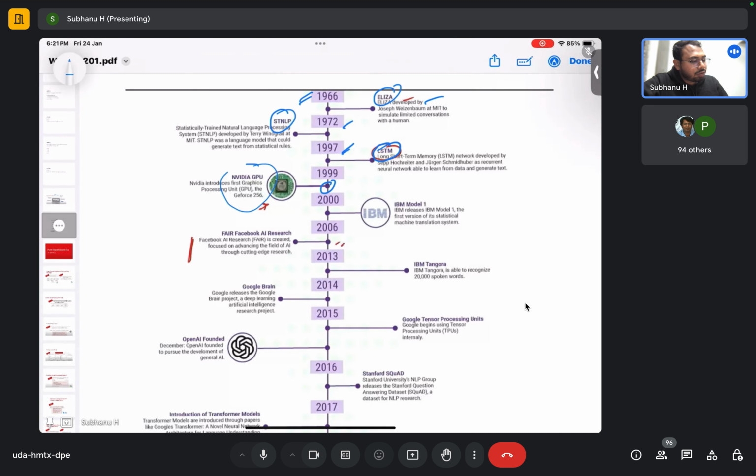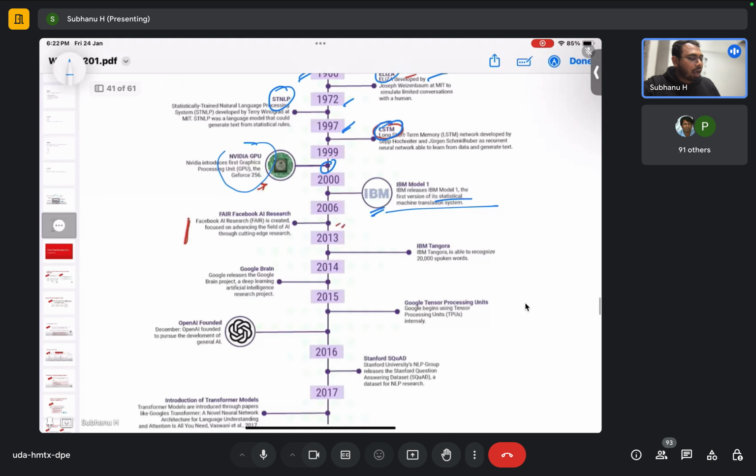Then in 2000, IBM was working to release their statistical machine translation system. Basically, all of this is based on statistical learning or statistical ML. In this course, we will learn a lot about this statistical machine learning, how it evolved, and how IBM came up with this model. Okay, we'll learn a lot about this.